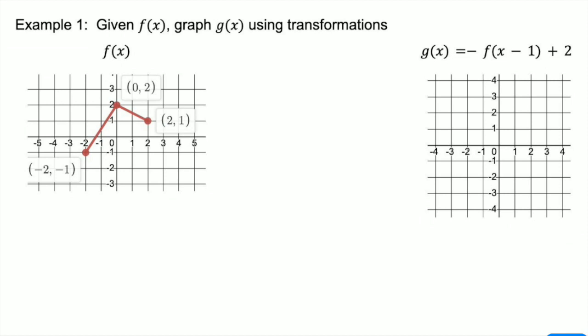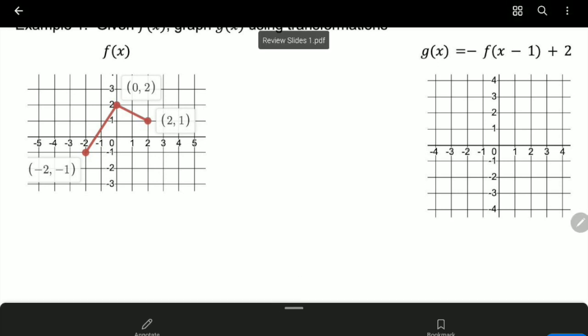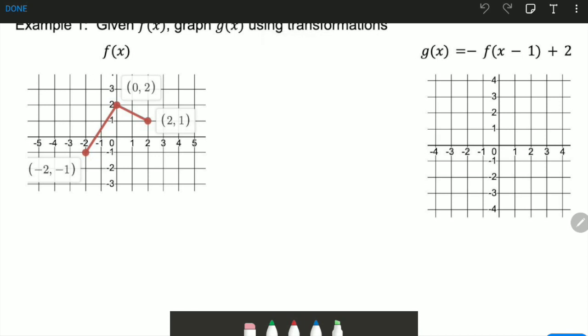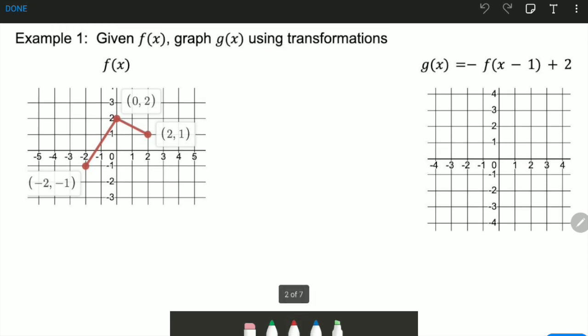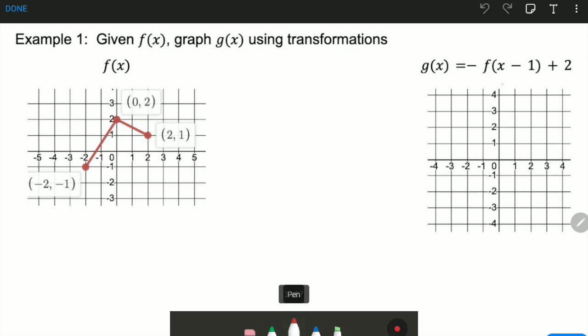Okay, in this video, given f of x, we're going to graph g of x using transformations here. So to do that, we're going to have to figure out the transformations. We'll use our rule: inside x opposite, outside y same. So we see x minus 1 inside, so we're going to do x plus 1 instead.